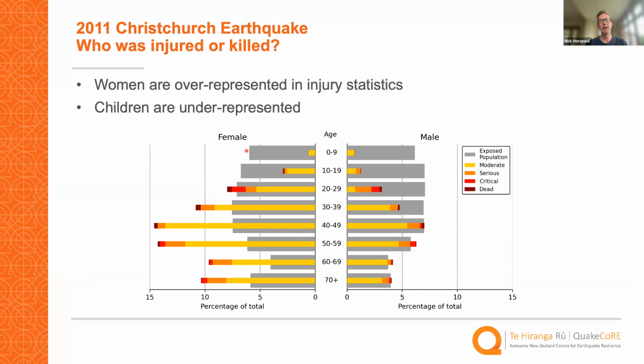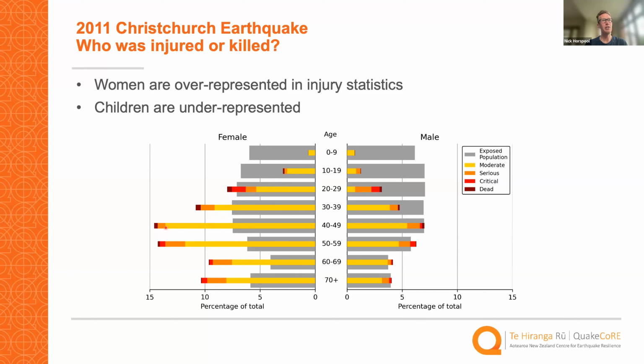So the grey bars show the distribution of people in the general population in Christchurch, and the yellow and orange and red bars show the numbers of casualties, or the rate of casualties. So if the casualty bar is longer, that means they're overrepresented from the general population. And if it's smaller, it means they're underrepresented. So we can see that adult and elderly females are much more overrepresented in the injury statistics compared to males, and also compared to children.